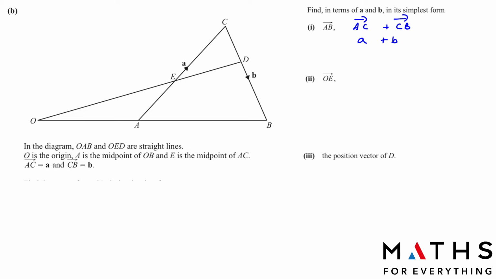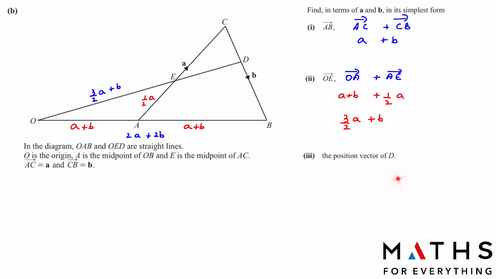OE. This is OE, so this is what we need to find. To find OE, we will start from the vector OA plus AE. We found AB, which is a plus b. A is the midpoint of OB, therefore OA is also going to be a plus b. I hope that is clear. And then E is the midpoint of AC. So AC is a, AE will be half of a. We replace what we have: a plus b plus half a. We add the a's together, 1 plus half, 3 over 2 a plus b.